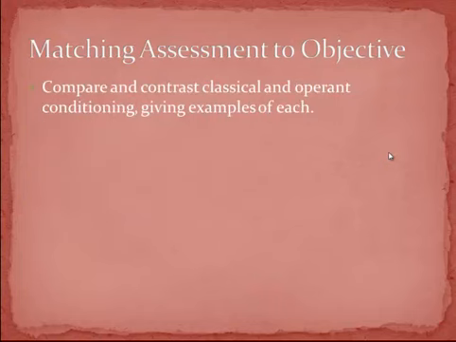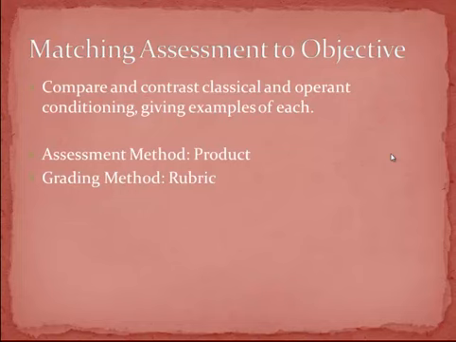Compare and contrast classical and operant conditioning, giving examples of each. This is an example of an objective from the psychology course I teach, and it's also an example of an essay question that they get on their midterm. I consider this to be a product. Their product is the answer to the essay question.